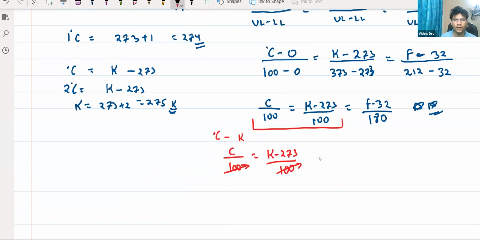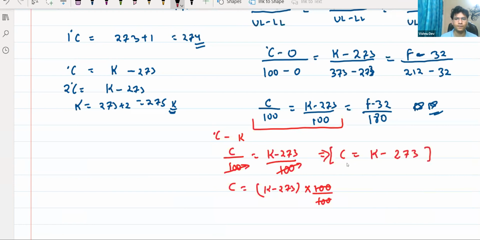Sir, how, sir? It is cross multiplication. C is equal to K minus 273 into 100 by 100. Yes or no? Sir, there we can write K minus 273 Celsius also, sir? Yes, because it is in degree centigrade. So if you want to convert Kelvin into degree centigrade or degree centigrade into Kelvin, you have to use this formula, where C represents degree centigrade and K represents Kelvin.